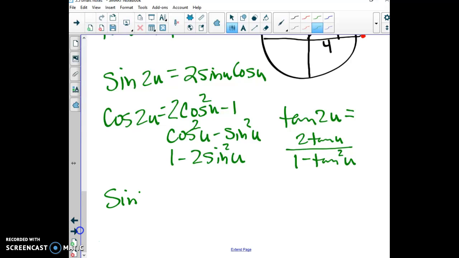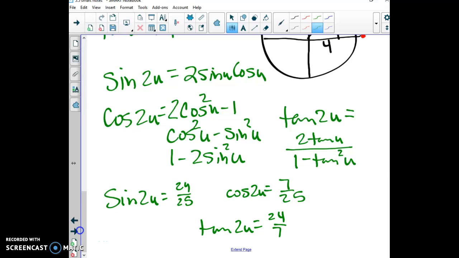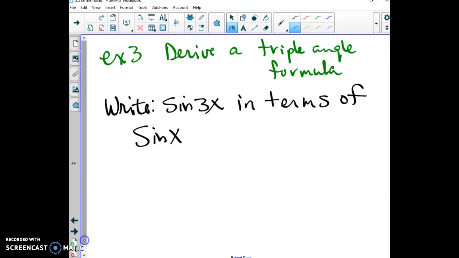Sine 2u is 24/25. Cosine 2u is equal to 7/25. And the tangent of 2u is equal to 24/7. So we're just going to walk through example 3 here. We want to write sine 3x, a triple angle, in terms of the sine of x. And that can be written out like this. The sine of 3x is the same thing as the sine of 2x plus x.